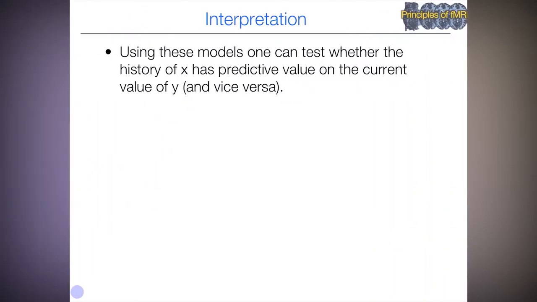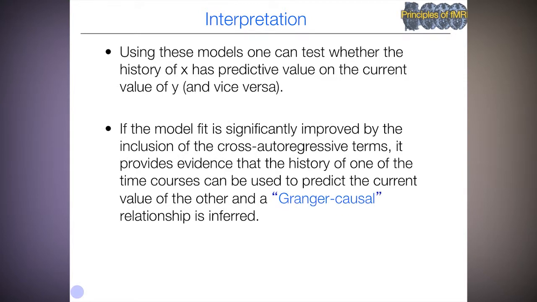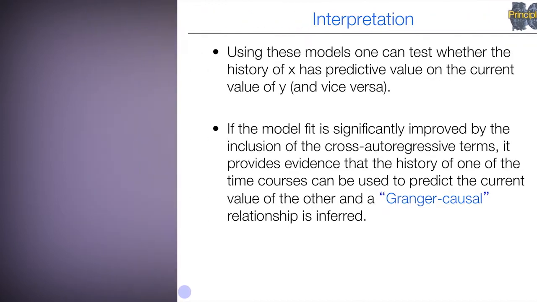Using these models, we can test whether the history of x has any predictive value on the current value of y and vice versa. If the model fit is significantly improved by the inclusion of these cross-autoregressive terms, then this provides evidence that the history of one of the time courses can be used to predict the current value of the other. And so we infer what's called a Granger causal relationship between the two.